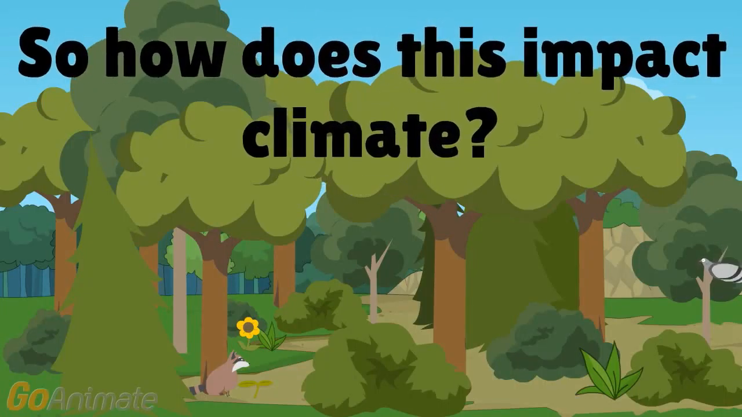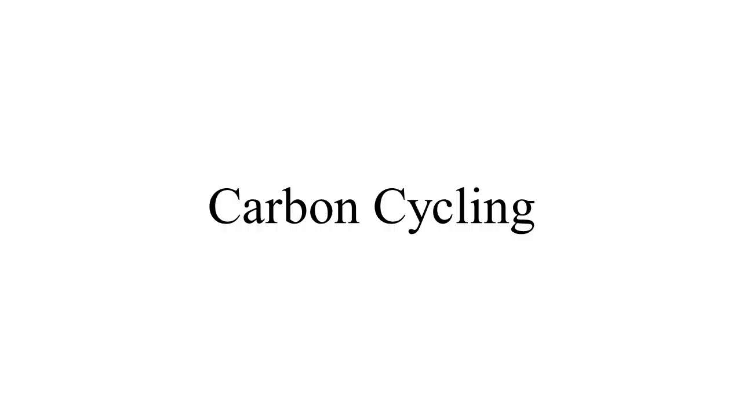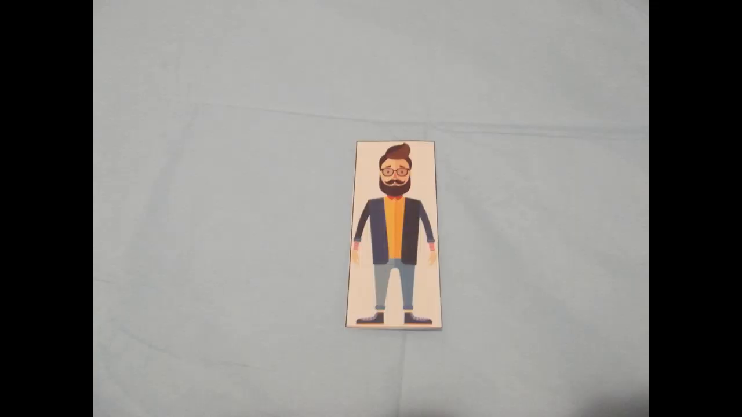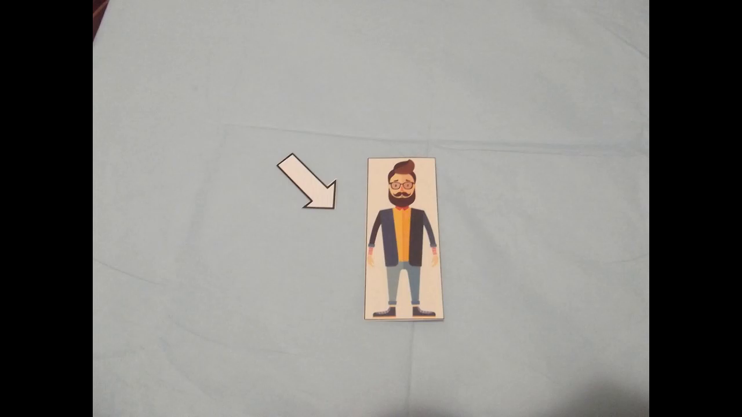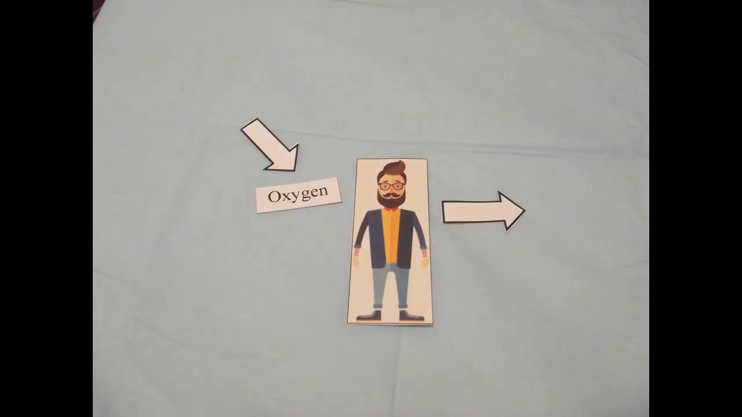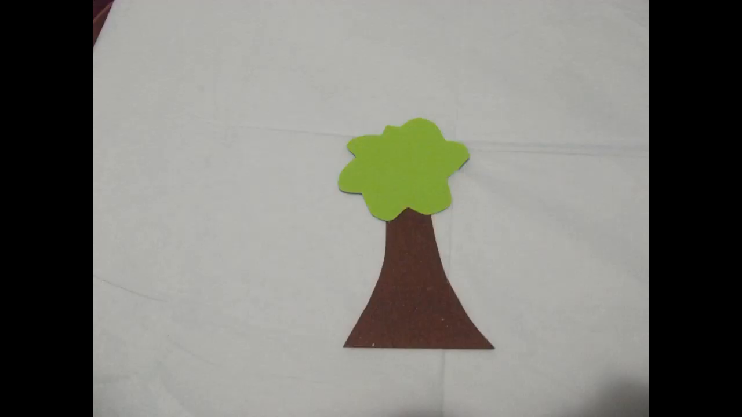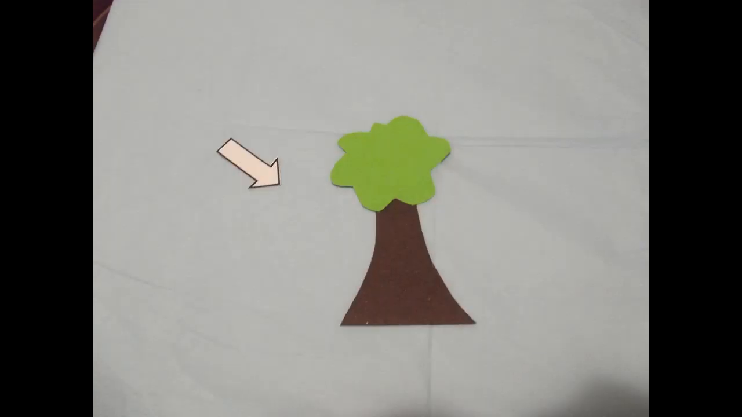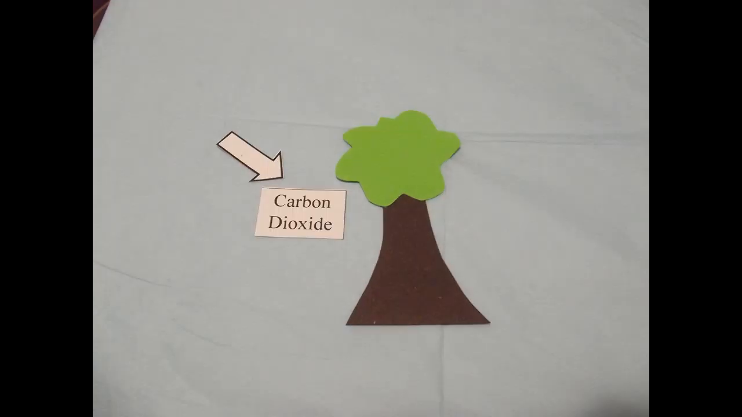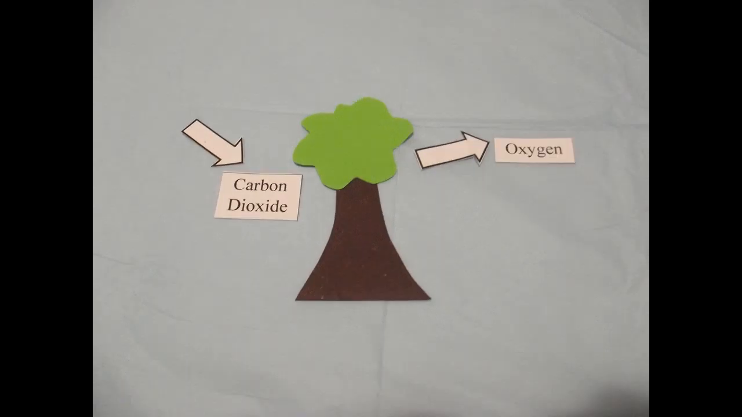How does deforestation impact the climate? Let's look at something called carbon cycling. When we breathe in oxygen, we breathe out carbon dioxide. Plants and trees do the opposite. They breathe in carbon dioxide and breathe out oxygen.